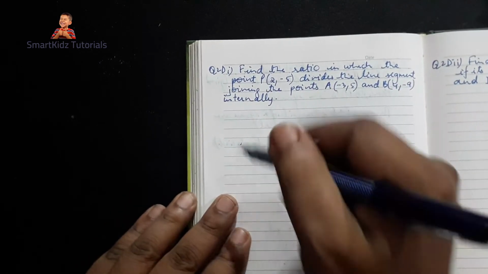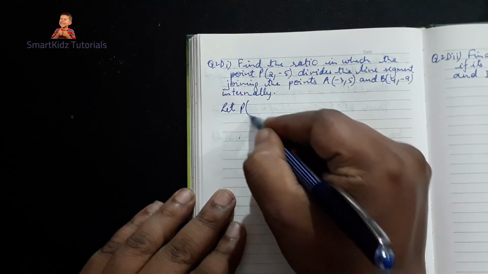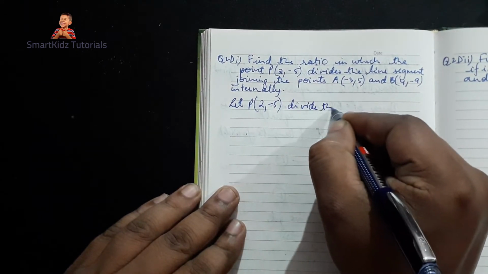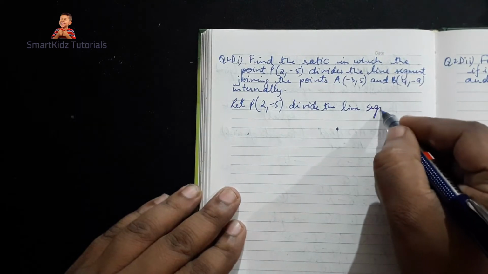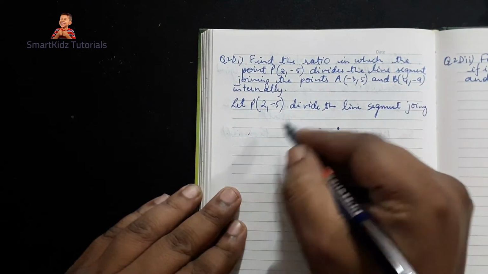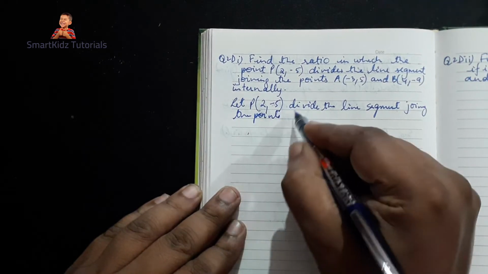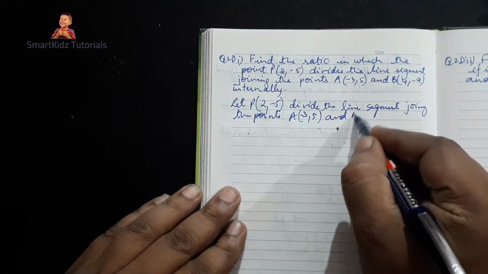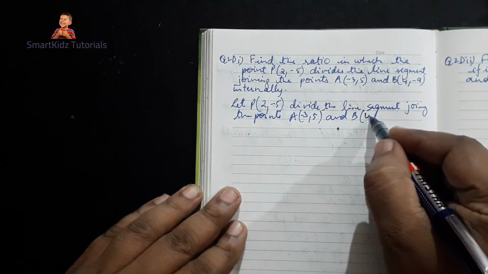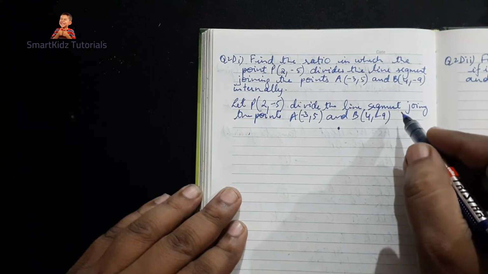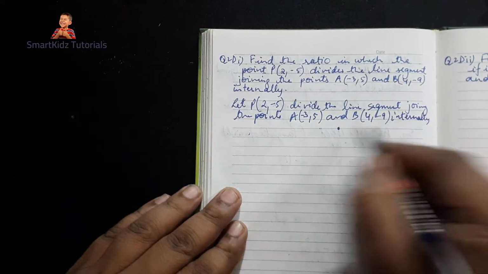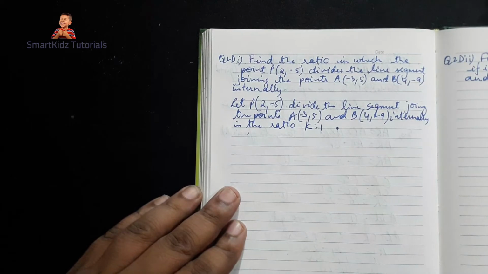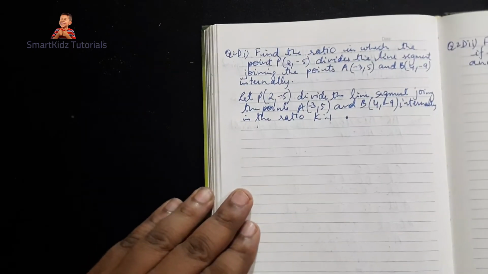Okay, so we can say let P 2 comma minus 5 divide the line segment joining the points A minus 3 comma 5 and B 4 comma minus 9 internally in the ratio K is to 1. We have to find out the ratio.